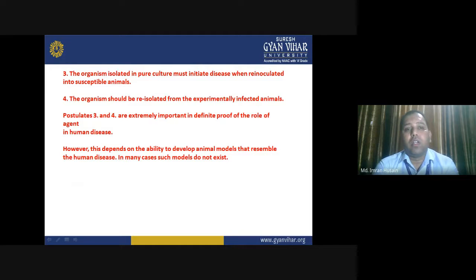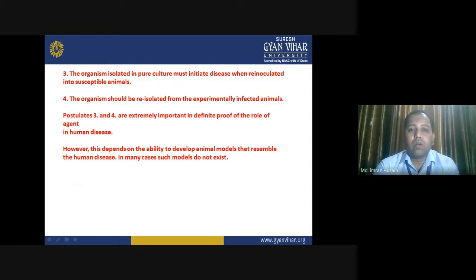Third, organisms isolated in pure culture must initiate disease when re-inoculated into susceptible animals. So when these organisms are re-inoculated in order to initiate the disease, the pure culture is re-inoculated into a susceptible host. It should completely be able to cause or introduce the disease.